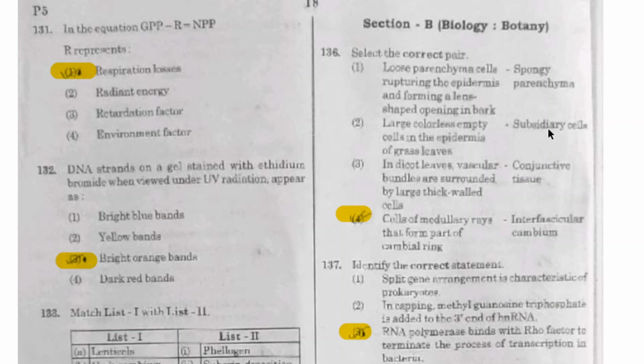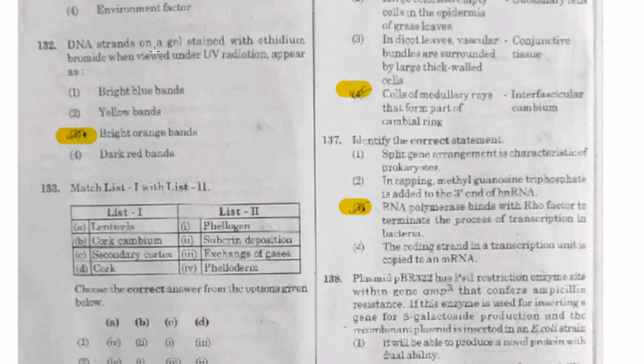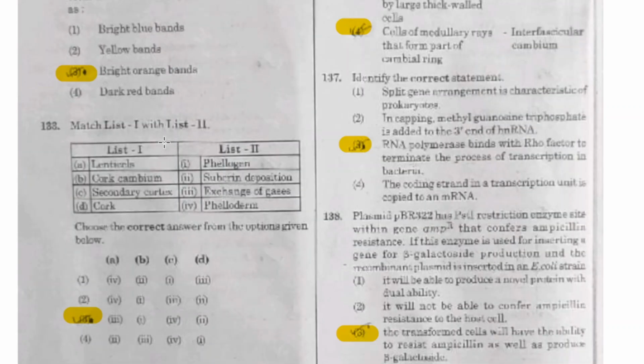Let us see. In the equation GPP minus R is equal to net primary productivity, the R is respiration rate. This is the answer. And DNA strands on a gel stained with ethidium bromide, when viewed under UV radiation, appear bright orange color.